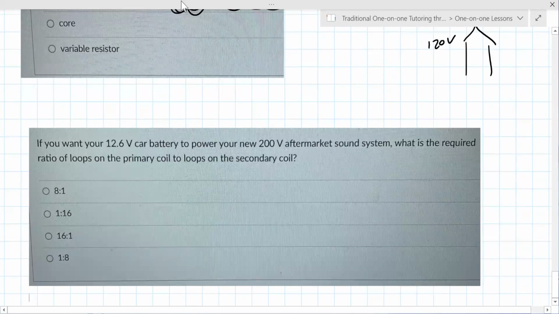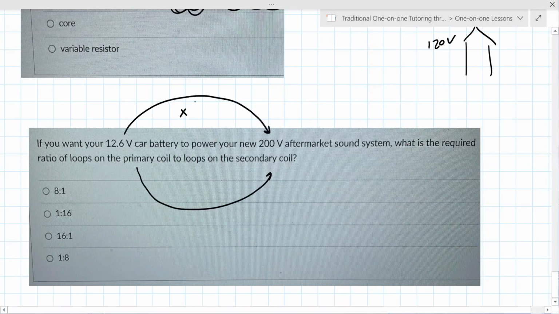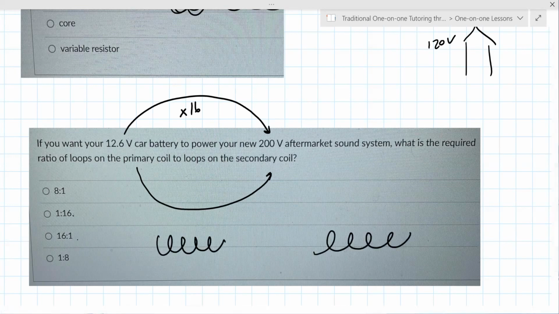Okay, if you want your 12.6 volt battery to power your new 200 volt aftermarket sound system, what is the required ratio of loops on the primary coil to the secondary coil? So primary to secondary, you can see that you have to multiply by 16. I'm using that based on these answers here. So all we've got to do is figure out primary coil to secondary coil. How do you figure out the ratio?